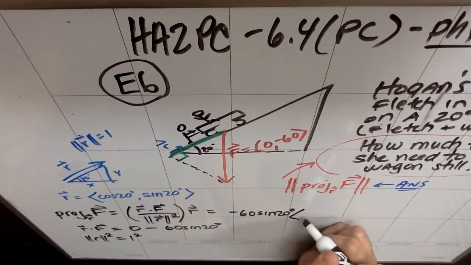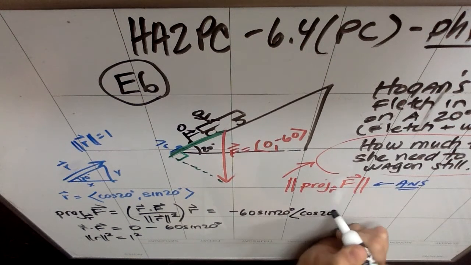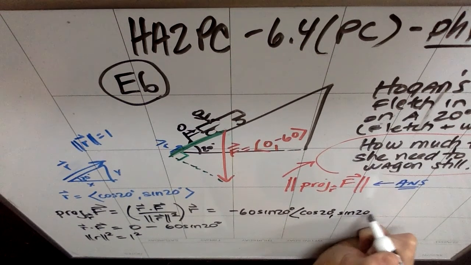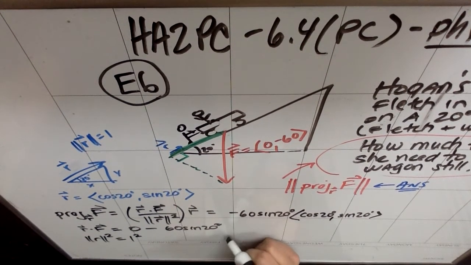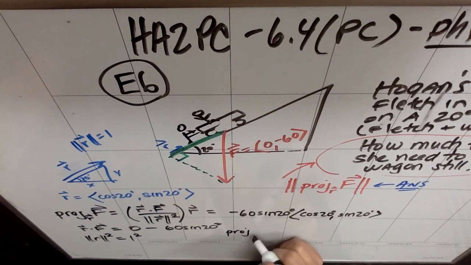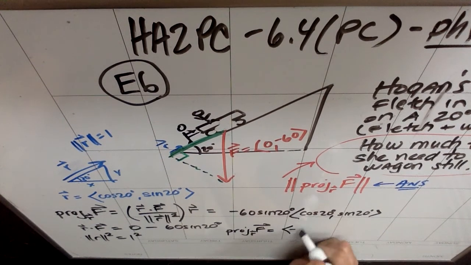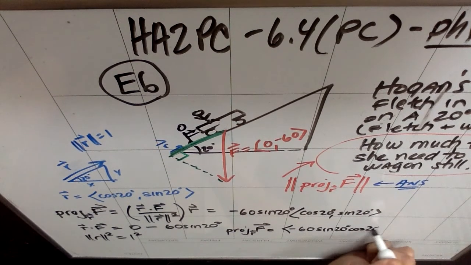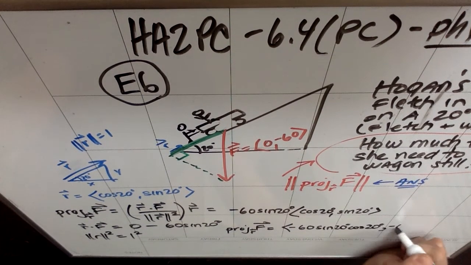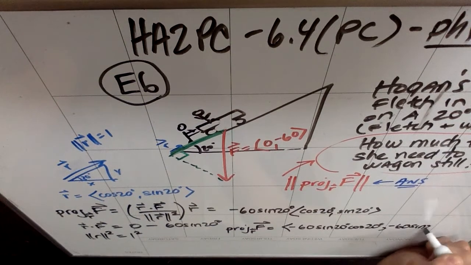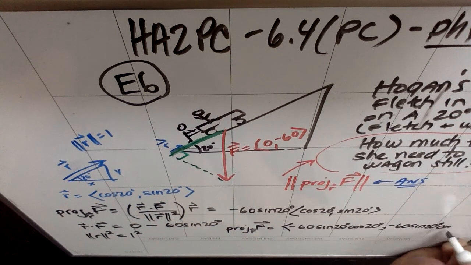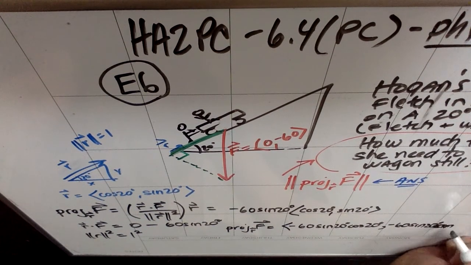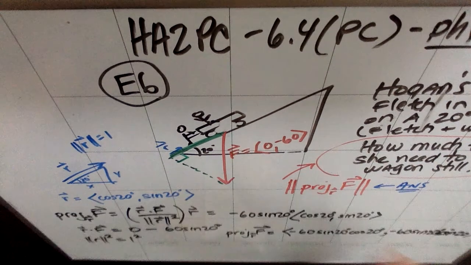And I already know that r is cosine of 20, sine of 20, right? So the projection of the force onto the ramp is negative 60 sine of 20 degrees, cosine of 20 degrees, comma, negative 60 sine of 20 degrees, sine of 20 degrees. My bad. Sorry, screen went blank for a sec.